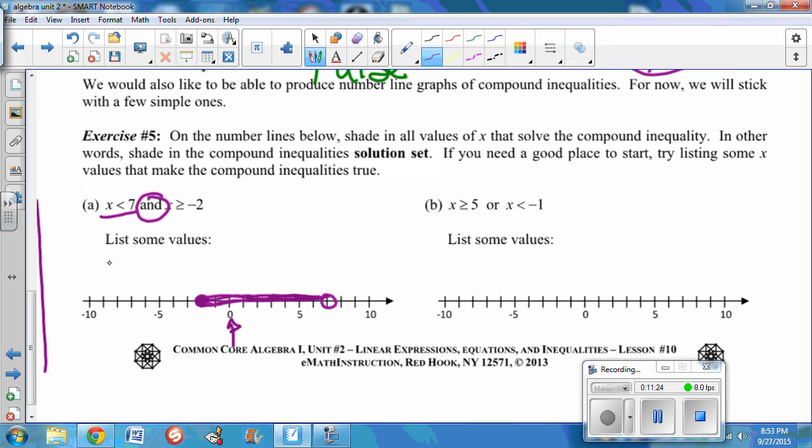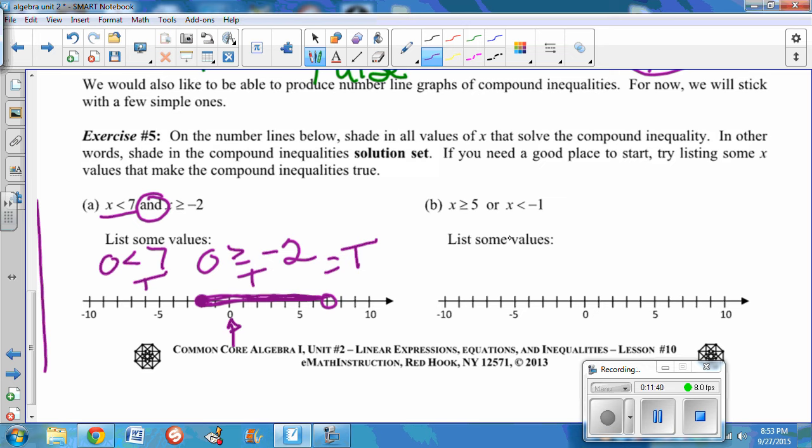If I tested it in the first one, is 0 less than 7? It's true. Is 0 greater than or equal to -2? That's true. A true and a true makes my whole statement true. So I've graphed it correctly.